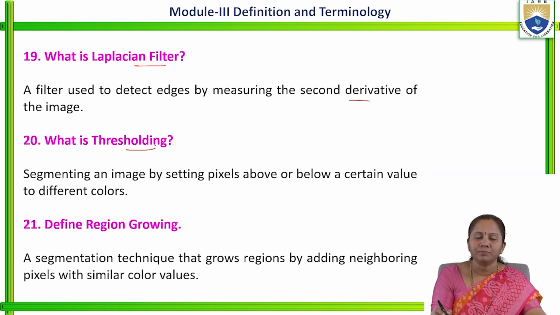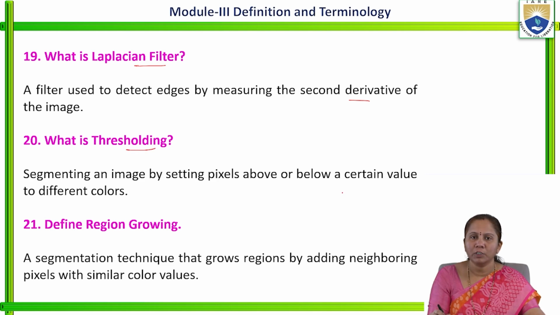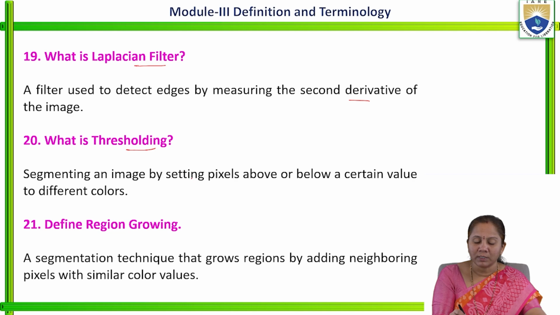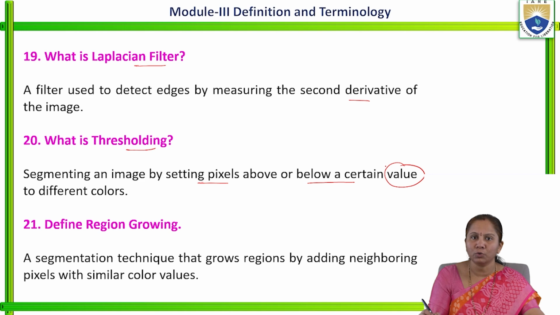Next, what is thresholding? Thresholding is one of the cutoff values for segmenting an image by setting the pixels above or below a certain value to different colors. So here this value we will generally call a threshold value.